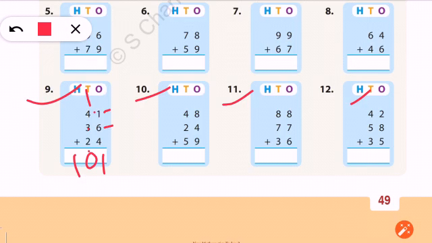Okay. 8 plus 4 is 12. 12 plus 9 is 21. Okay. Here carry will be 2. Now 4 plus 2 is 6. 6 plus 5 is 11. 11 and 2 carry is 13. Okay.